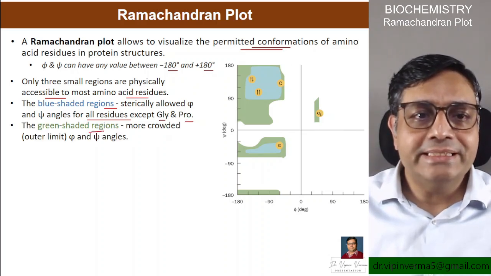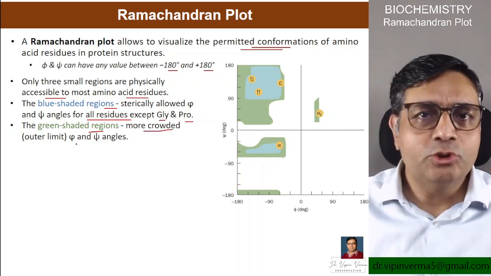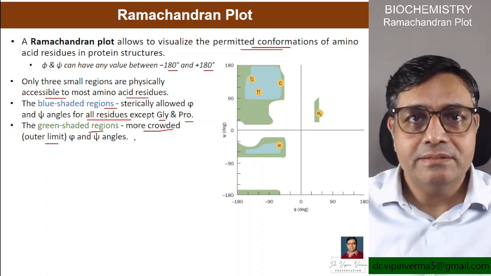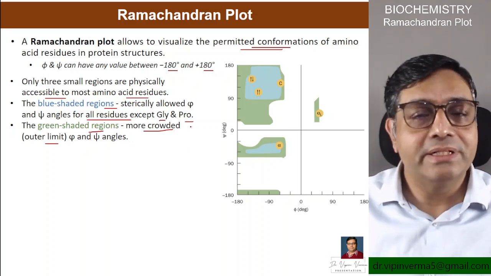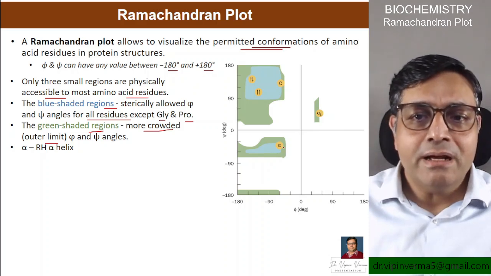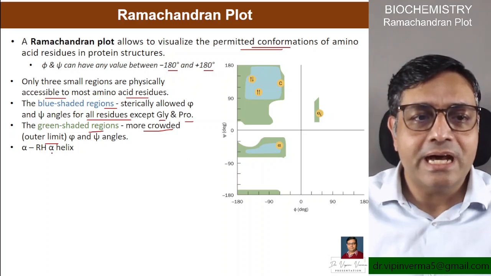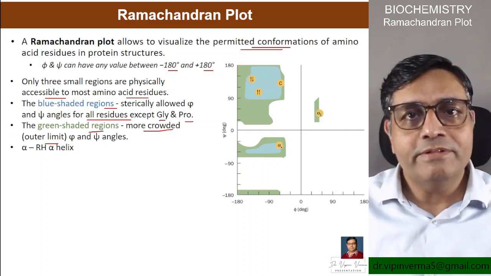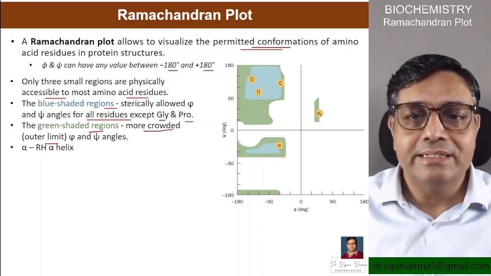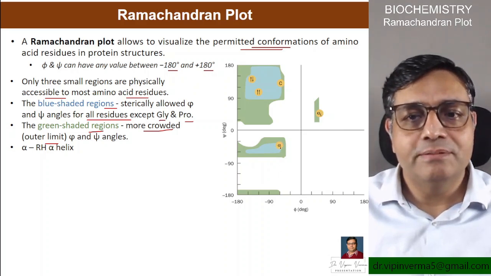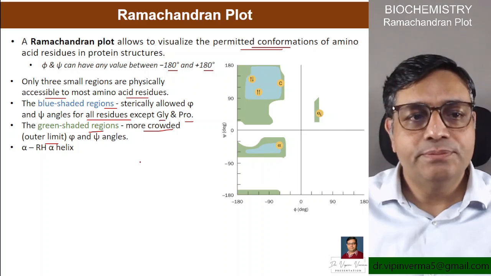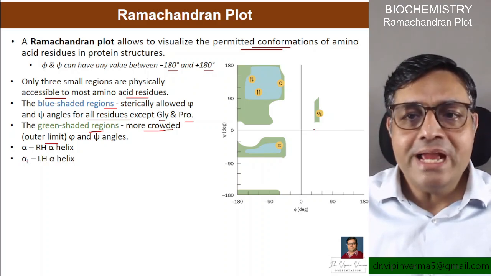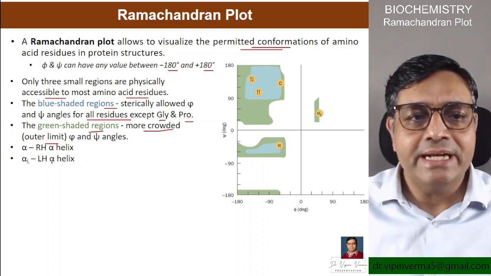Now the green shaded regions, here you can see this is the green shaded region. They are more crowded because that shows the outer limit of the phi and psi angles. So most of the proteins fall within these particular regions, right? And the yellow one, this is the alpha, that represents the right hand alpha helix. Almost all proteins' right handed alpha helix will fall within this particular phi and psi range. Then alpha L, this is the left hand alpha helix.